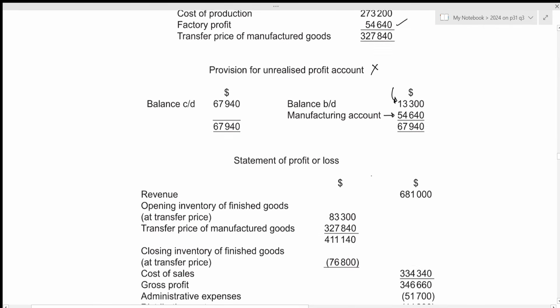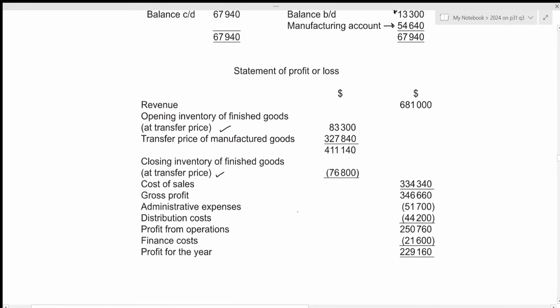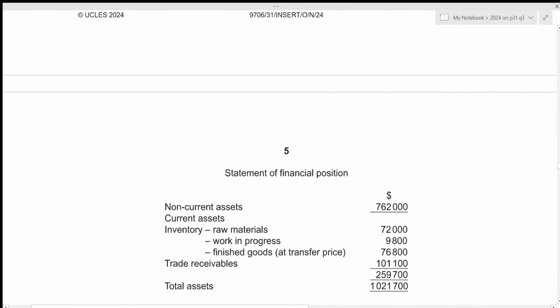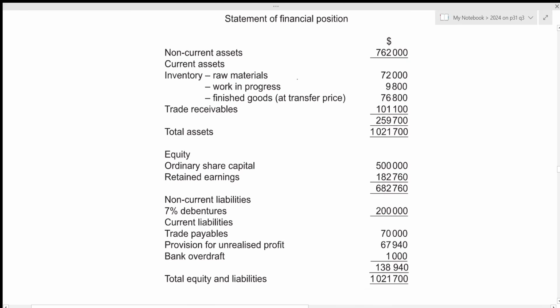Then we have the statement of profit or loss. The inventories are included at a transfer price, that is correct. We have the transfer price of manufactured goods, all right. We have then the cost of sales, gross profit, administrative expenses, distribution cost, profit from operations, finance cost, and profit for the year. Then we have the statement of financial position as well. The error here is that we have included the inventory of finished goods at transfer price. It should have been included at cost. Then provision for unrealized profit is included here. That should not have been done.